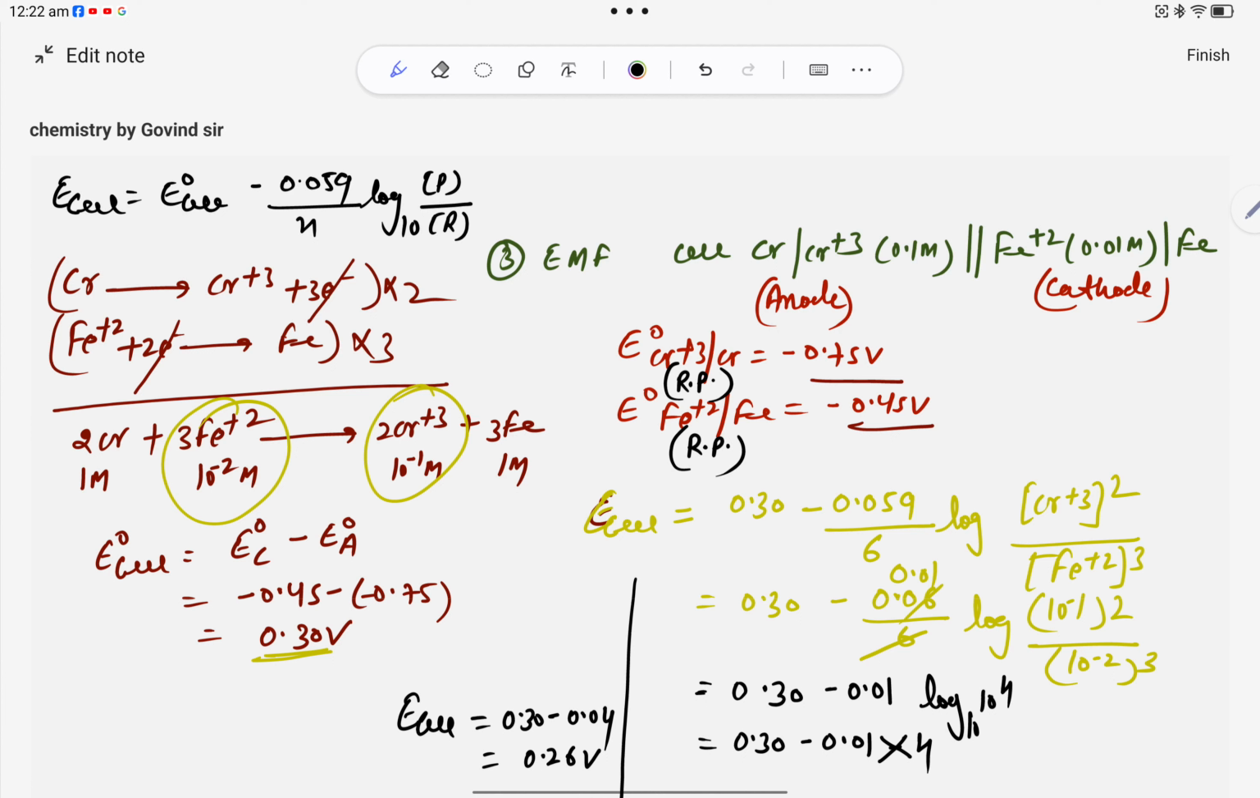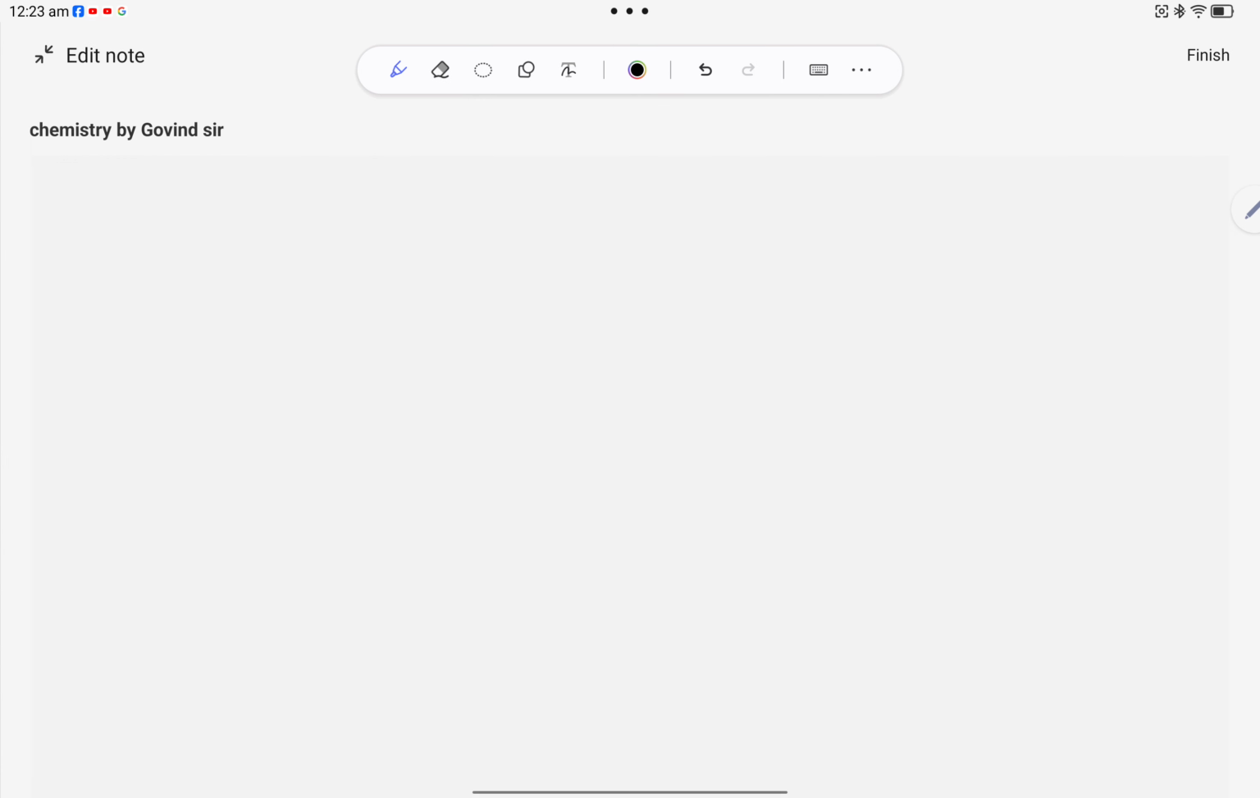One more question will solve and will finish the lecture. Almost 27 minutes completed. So check it. Question number 4. Time is almost 12:30. Here EMF of cell we have to find out.